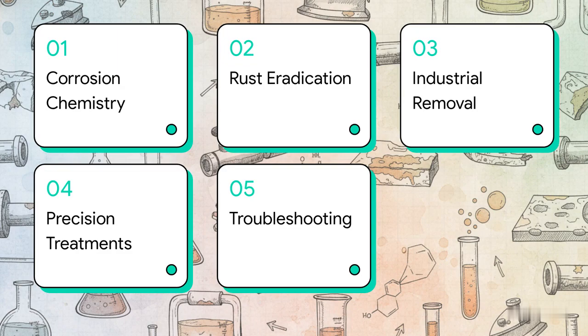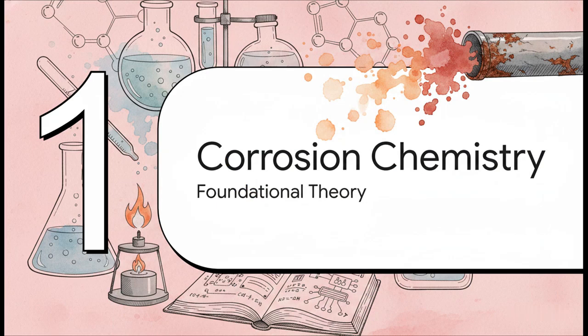We'll cover 1. The chemistry of corrosion, 2. Mechanisms of rust eradication, 3. Industrial-scale rust removal, 4. Precision treatments for delicates, and finally, 5. Troubleshooting and professional prevention. Let's start with Section 1, the chemistry of corrosion. We have to build our scientific foundation first.